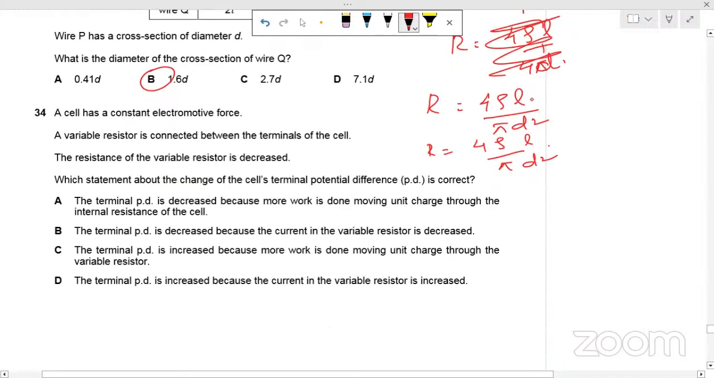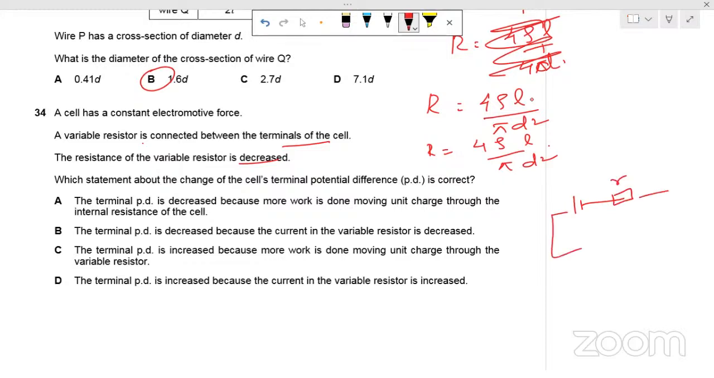A cell has a constant EMF. A variable resistor is connected between the terminals of the cell. The resistance of the variable resistor is decreased. So the cell has constant EMF, resistor connected, variable resistance. What about internal resistance of the cell? So let's assume there is internal resistance and this is variable resistance.